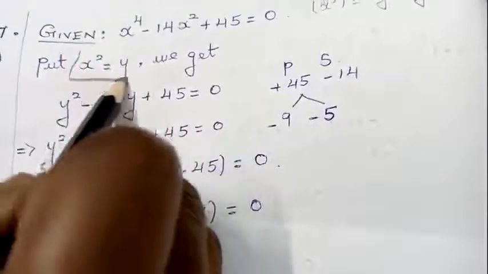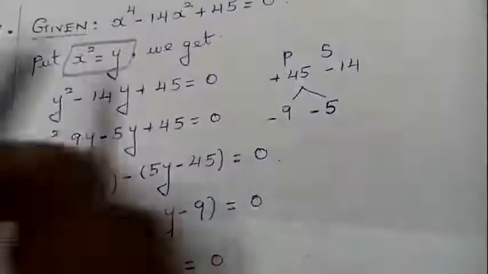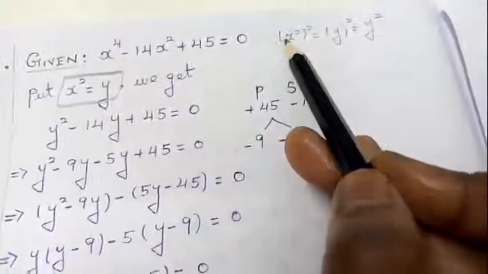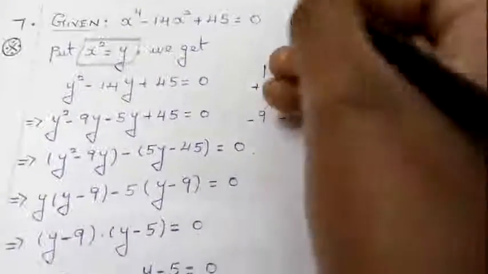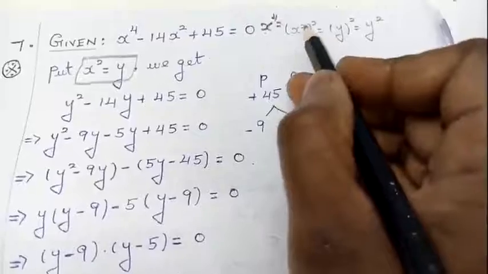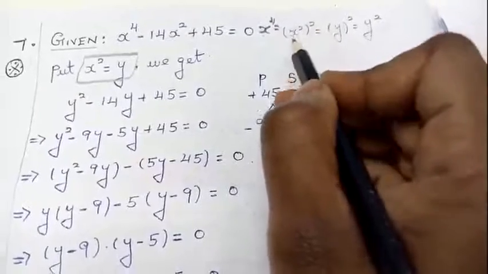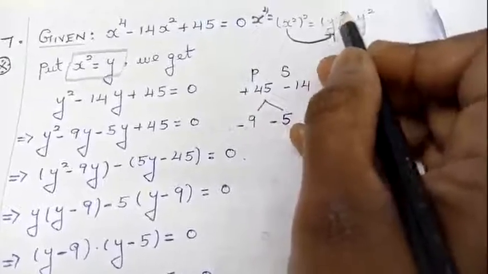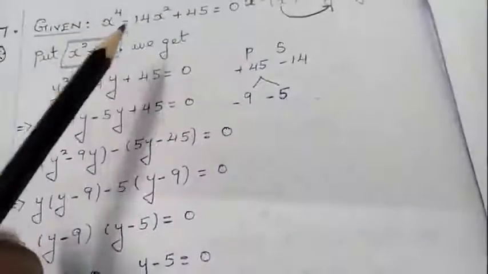What I am going to do is replace x square with y. Just see this calculation: x to the power 4 can be written as x square the whole square. Instead of x square, I replace the value as y, so it becomes y whole square, which is y square. So in place of x to the power 4, I am going to write y square, and in place of x square, y, then constant, equal to 0.